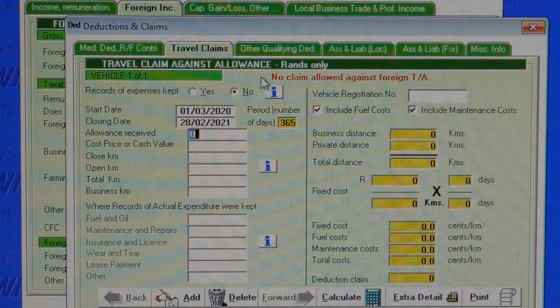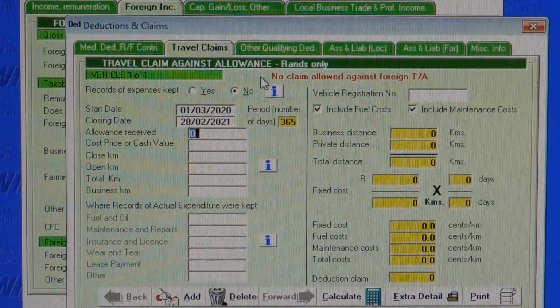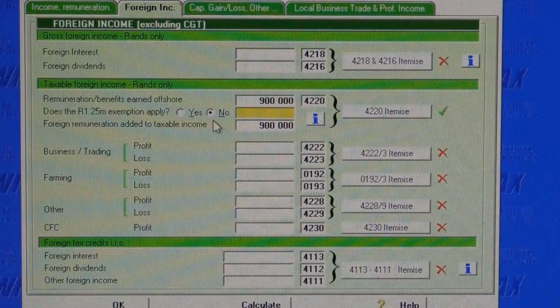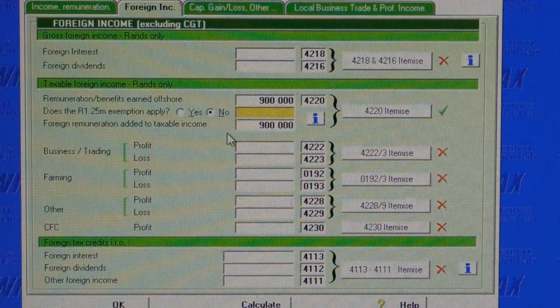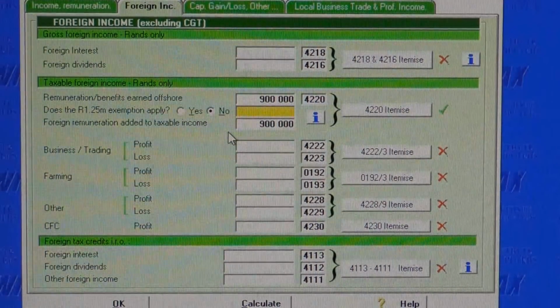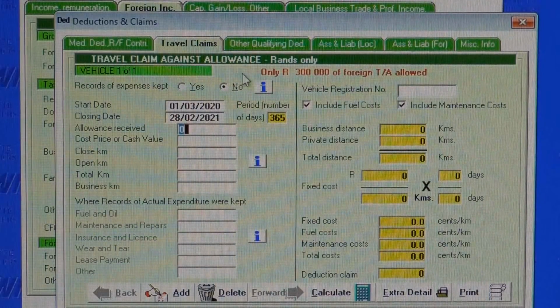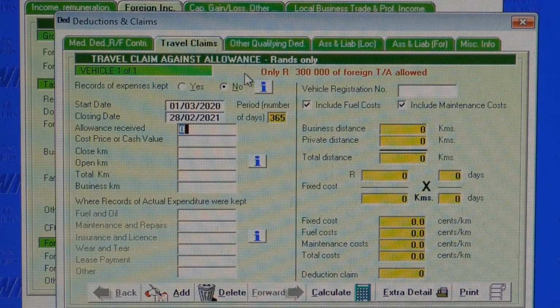Because all of the travel allowance is exempted, you can see on the travel allowance claim screen, it warns us that no travel allowance claim can be allowed. Now, I've indicated that the exemption does not apply, so the entire 900,000 earned offshore is taxable in South Africa. And if we look at the travel claim calculator, it's telling us now that the entire 300,000 Rand of foreign travel allowance is allowed.